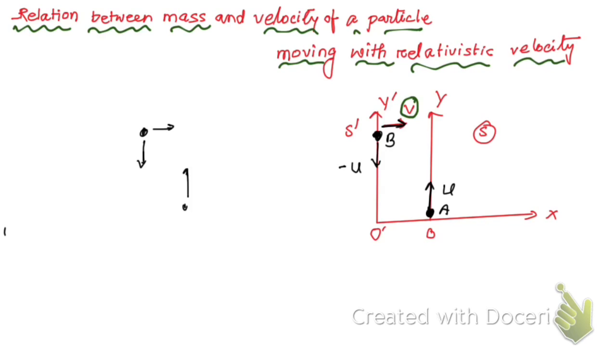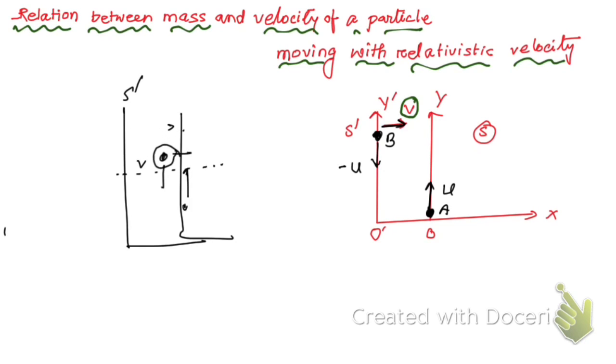Because this frame S dash is going forward, they will collide. They are going in such a way that ball B will come to this position in this way, and ball A is going upward, so they will collide like this. Hope you have understood this.